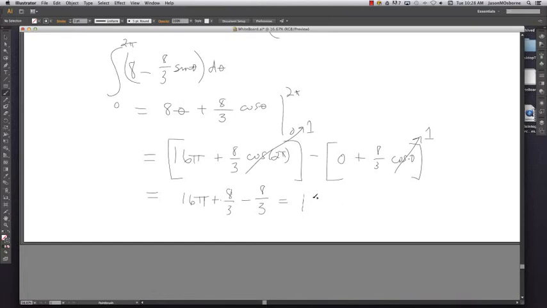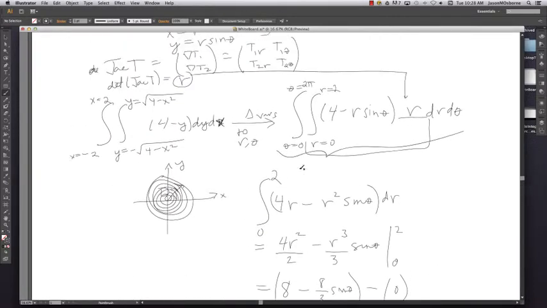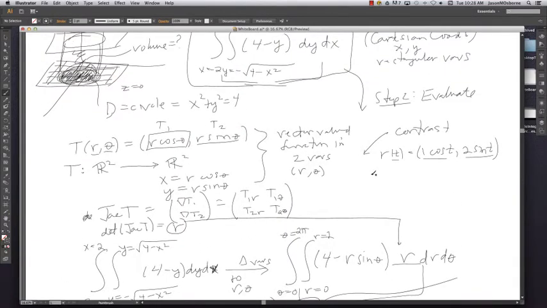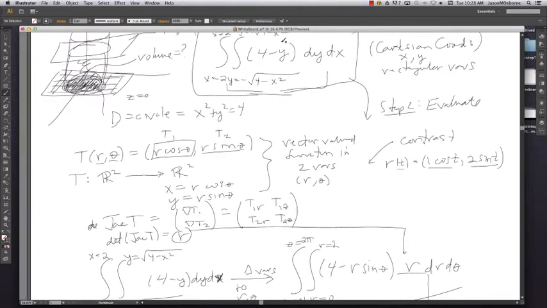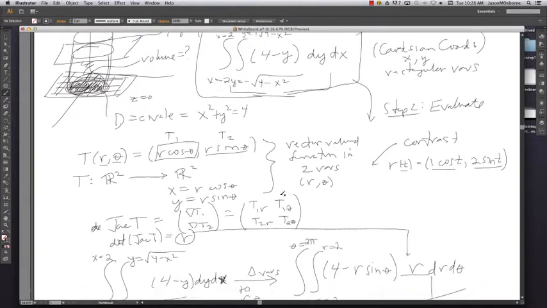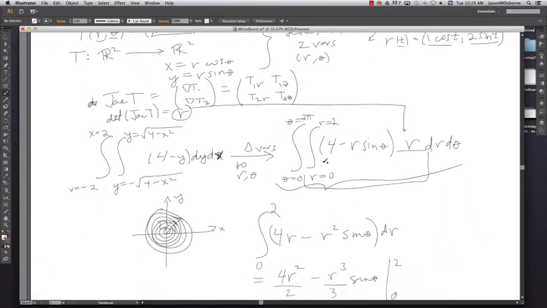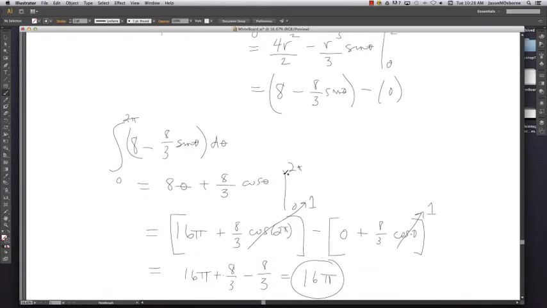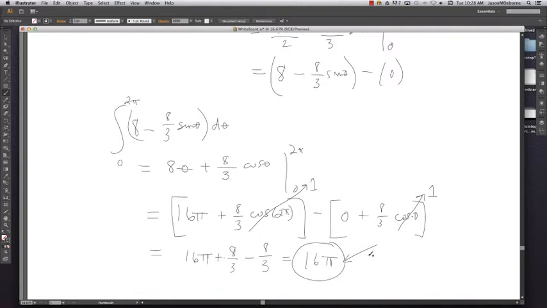The 8/3 cancel and you're left with 16 pi, which was the answer we had by doing the problem in Cartesian coordinates. So this is using polar coordinates to do a change of variables, and you can either do the integral in Cartesian coordinates or the integral in polar coordinates. I think I will let you compare to see which one you felt was more straightforward, and I think you will find that polar coordinates wins, in my opinion. And that's the end of this video.